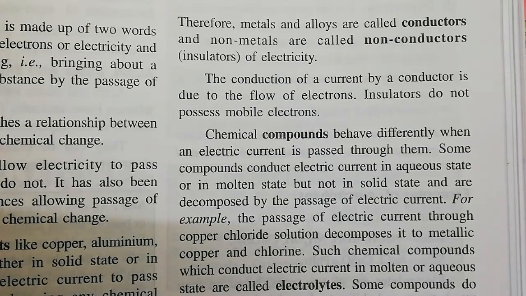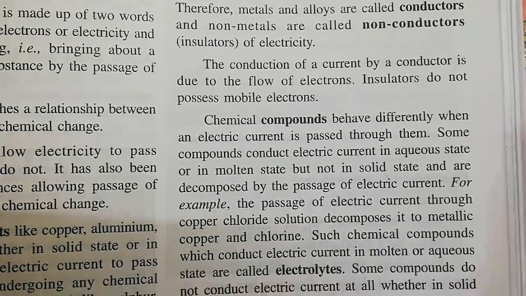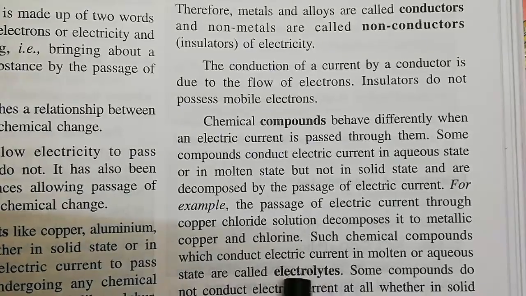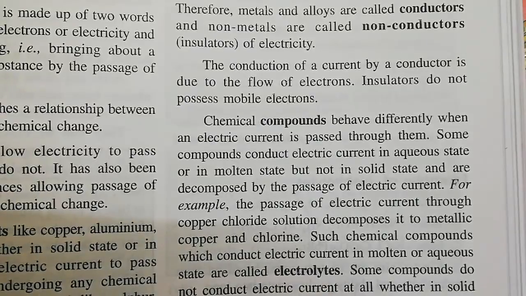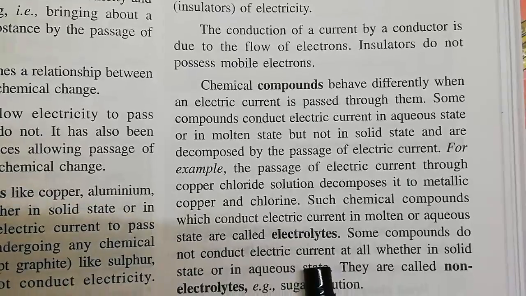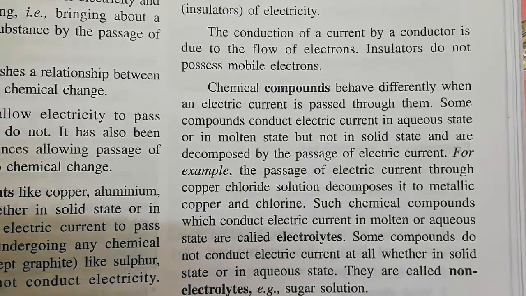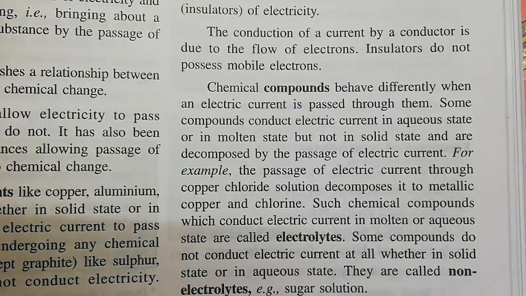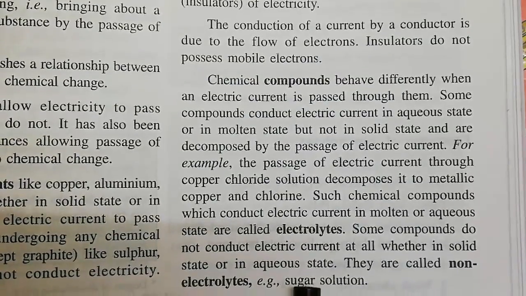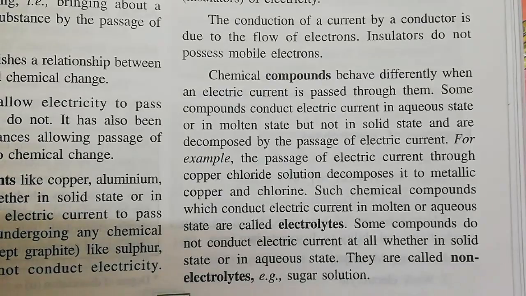And all those substances which give cations and anions in the aqueous or molten state are said to be electrolytes. Okay, electrolytes. And the substances which do not give ions in the aqueous or molten state, like covalent compounds, sugar solution, can you see here, sugar solution or sucrose solution, are non-electrolytes.